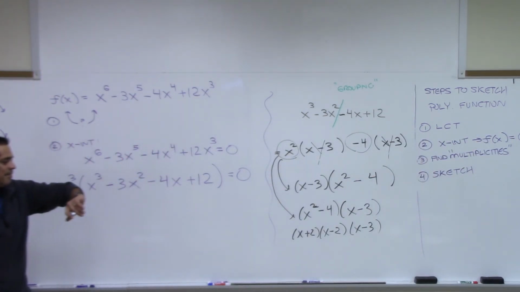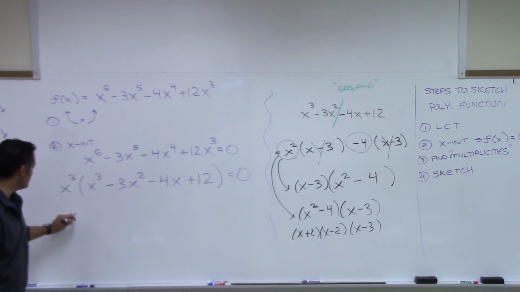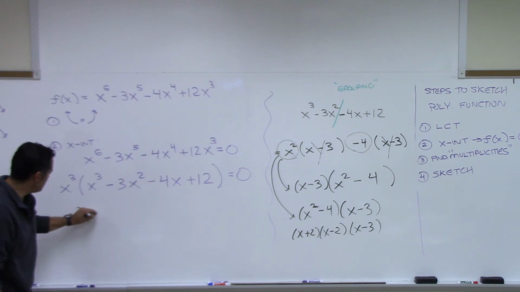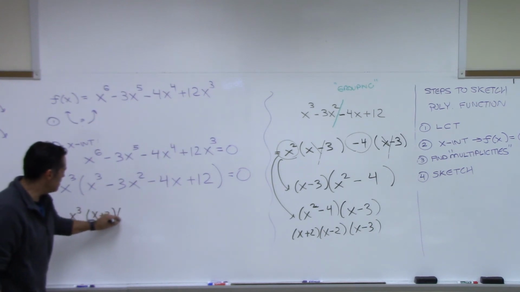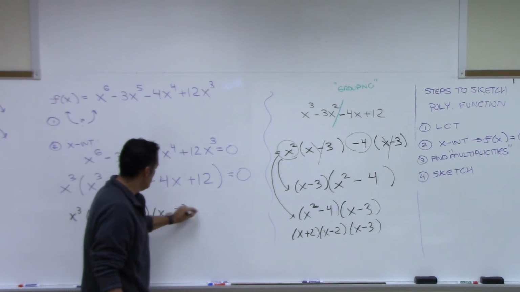I'm almost out of time. Okay, so I'm coming back to the original problem. I have x cubed, and then I have all that. X plus 2 times x minus 2 times x minus 3 equals 0.